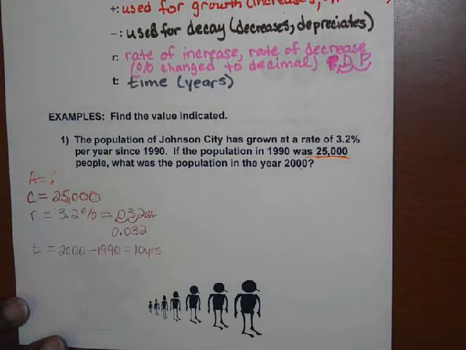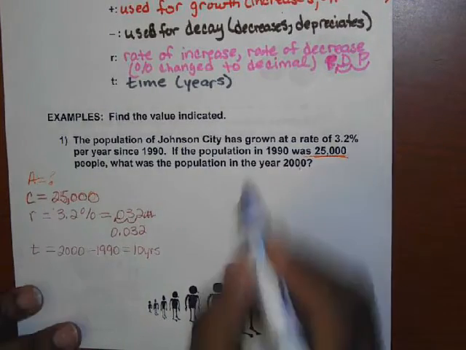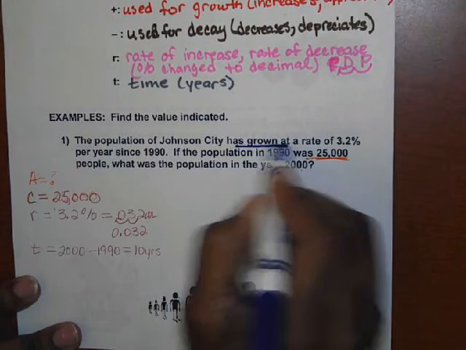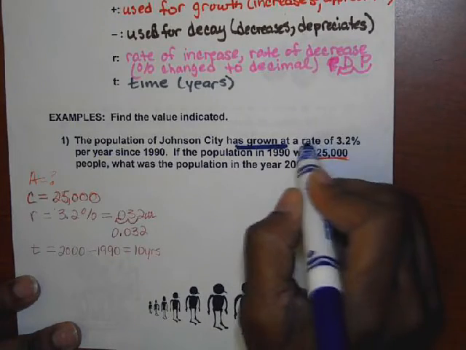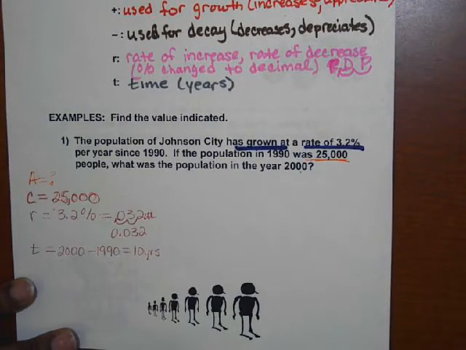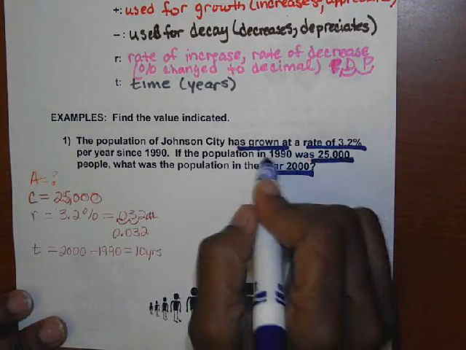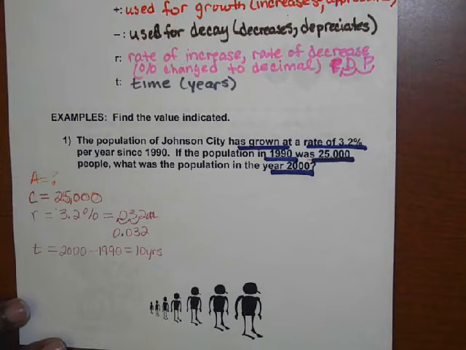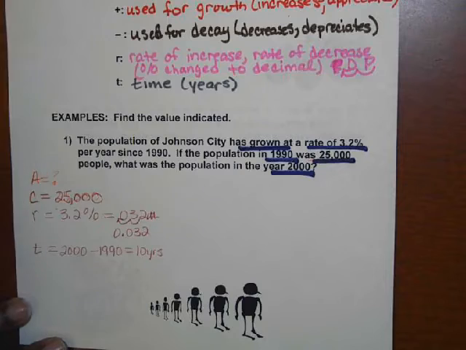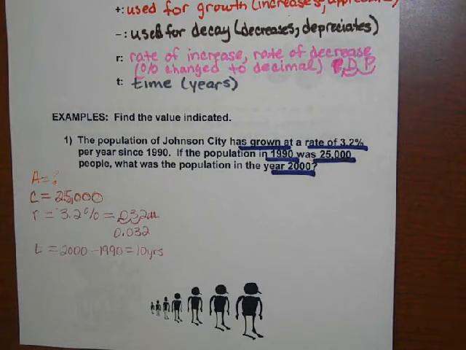So is my population going to go up or is it going to go down? Am I appreciating or depreciating, increasing rather, or decreasing? Well, this says that it has grown. Here's my rate. The population was 25,000. And here's my other year that I needed to subtract to figure out my time. So, do I have everything? All right, let's plug and play.